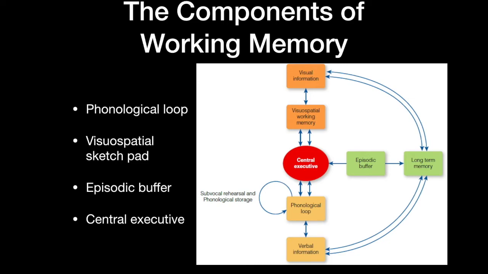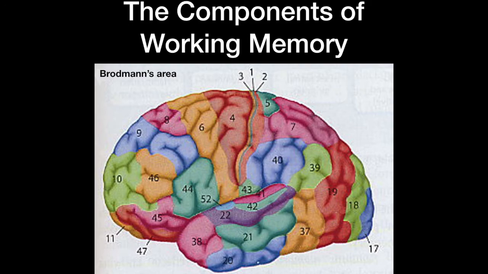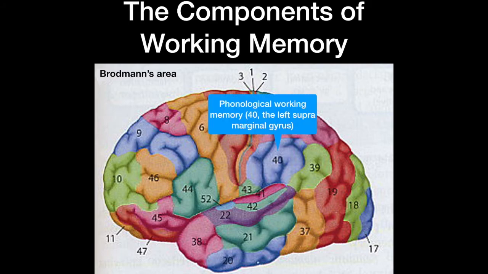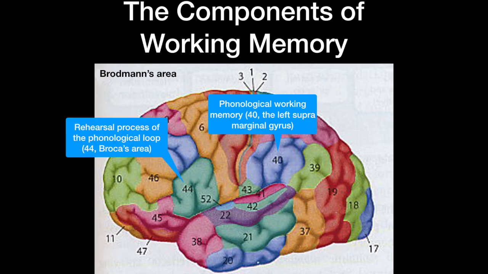to accomplish goals. Again, unlike Atkinson and Shiffrin's model of boxes in the head, there is neurological evidence to support the working memory paradigm. Brodmann categorized the brain area into different sections, and Brodmann's area 40 is the left supramarginal gyrus, which is just above Wernicke's area. This area is found to be responsible for phonological working memory. Brodmann's area 44 is the Broca's area, which is responsible for the rehearsal process of the phonological loop.